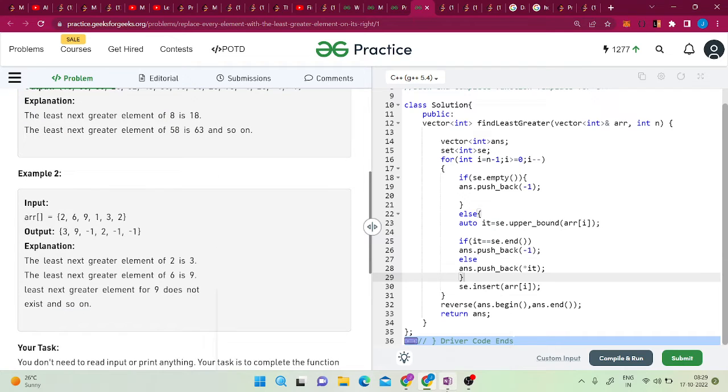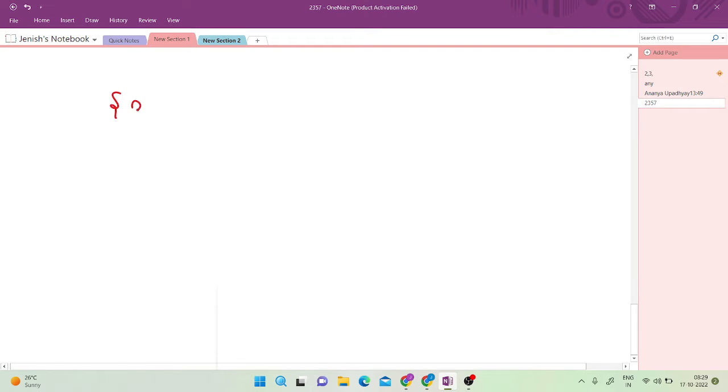Okay, so let me take one case which is 2, 6, 9, 1, 3 and 2, right? So this is my input array which is given to me, and for each element I need to find the least greater element on the right side. Okay, so see, for this 2 the least greater element on the right is 3 only, right? So that means this is 3, correct? Now for this 6, what is the least greater element, which is 9. For this 9 there exists no greater element on the right, we need to see on the right side of the array, it is -1, right?